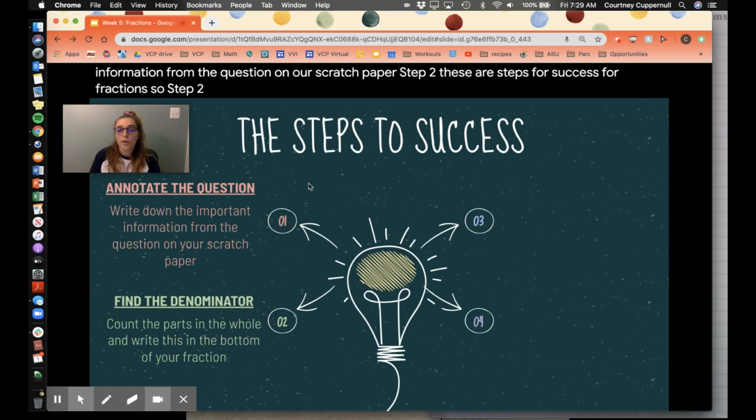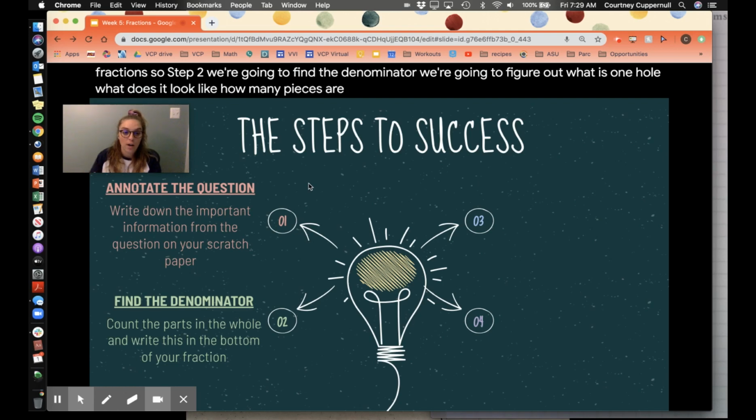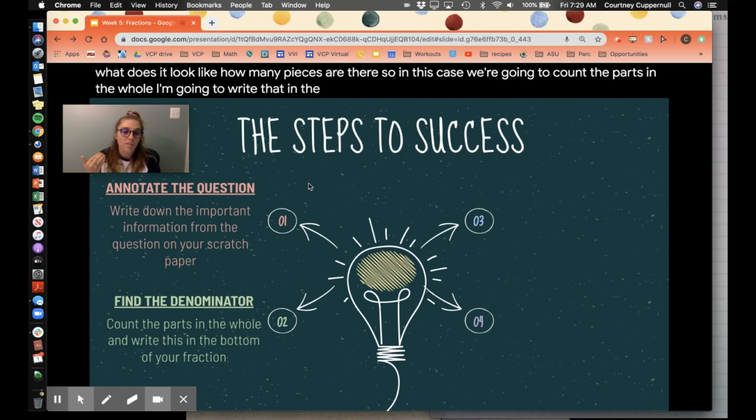Step 2, these are steps for success for fractions. So step 2, we're going to find the denominator. We're going to figure out what is 1 whole. What does it look like? How many pieces are there? So in this case, we're going to count the parts in the whole, and we're going to write that in the bottom of our fraction.